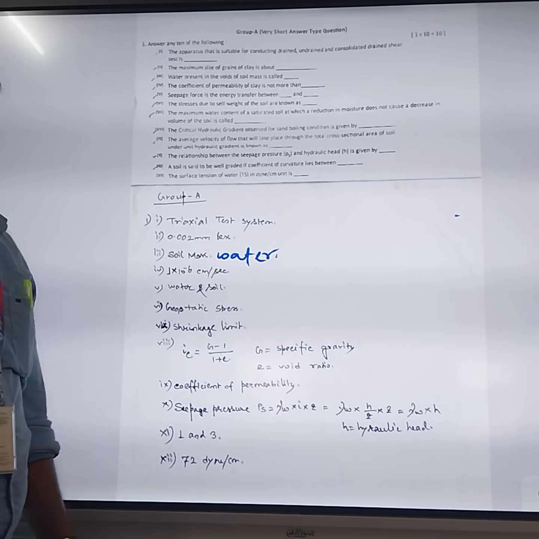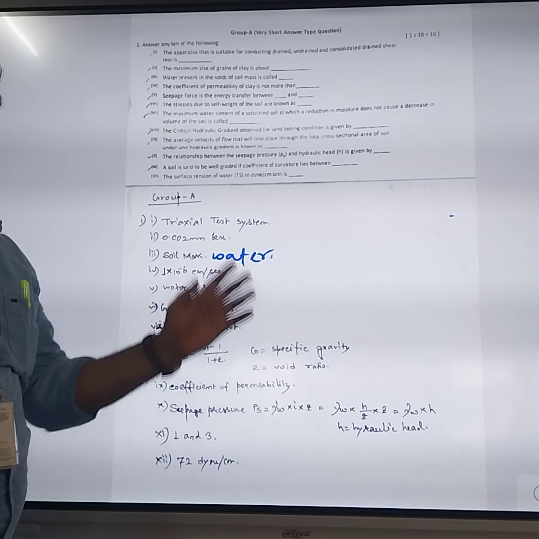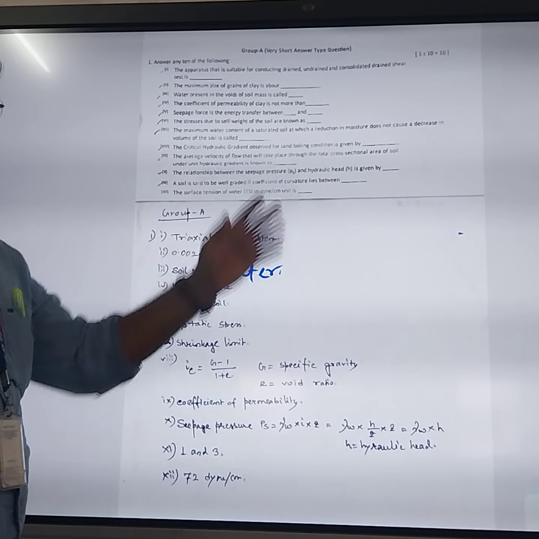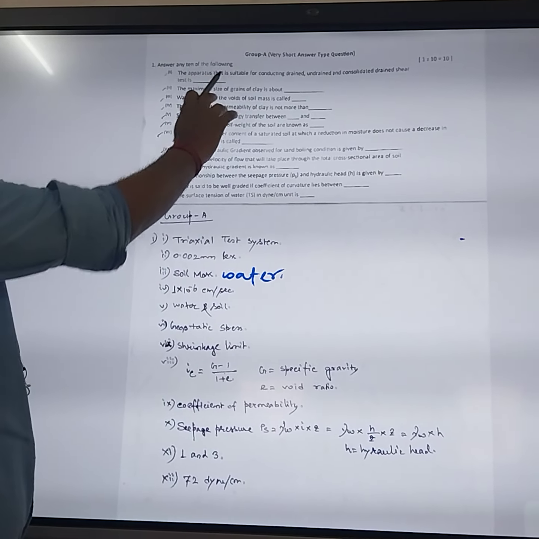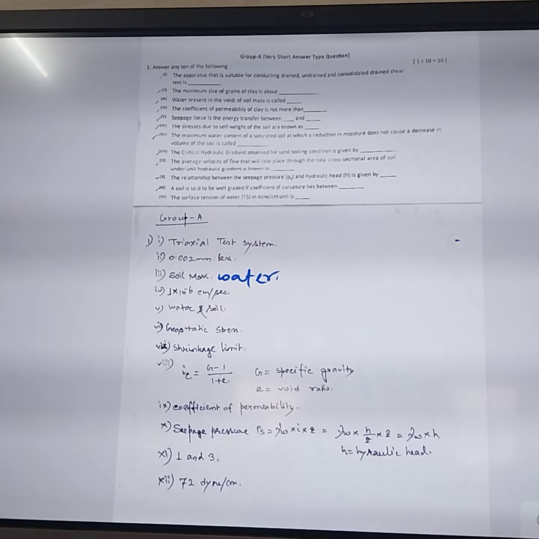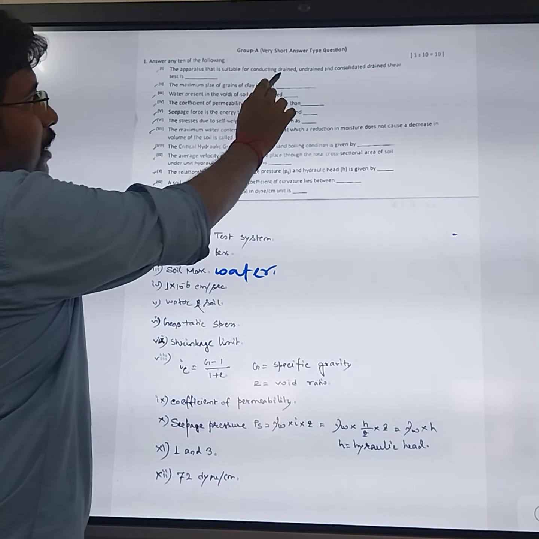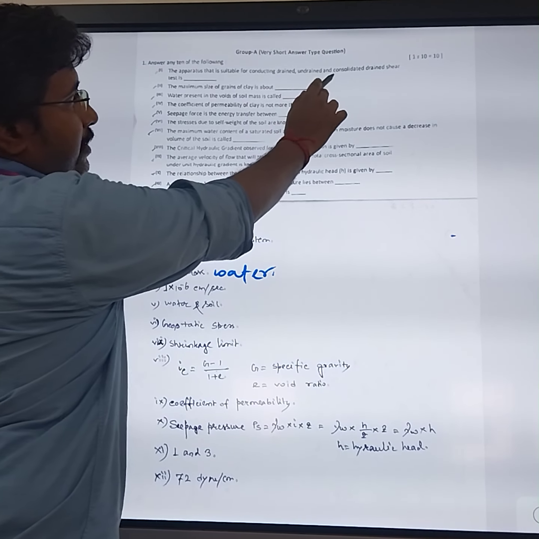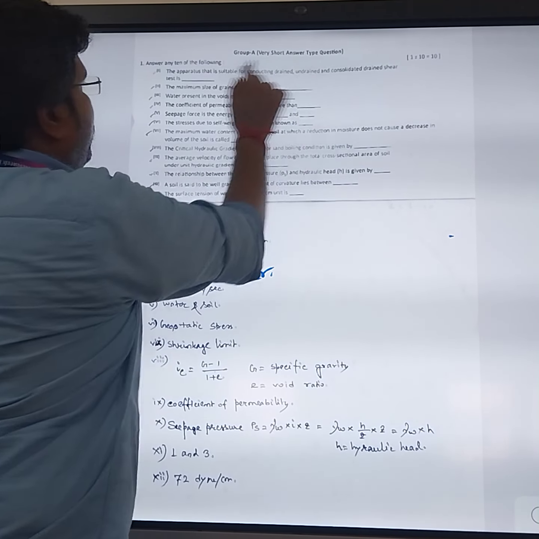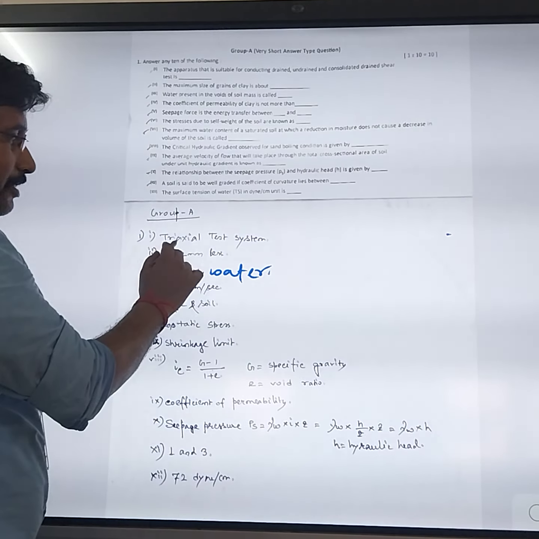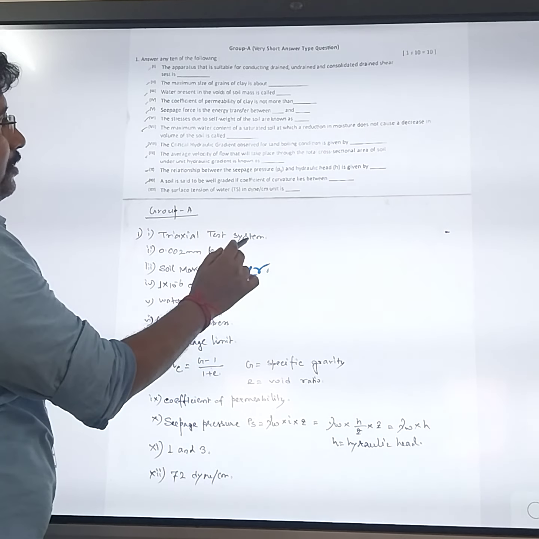Today we are discussing MAKAUT's previous year soil mechanics question. First, Group A, short answer type questions. Question number 1: the apparatus that is suitable for conducting drained, undrained and consolidated drained shear test is? Answer will be the triaxial test system.